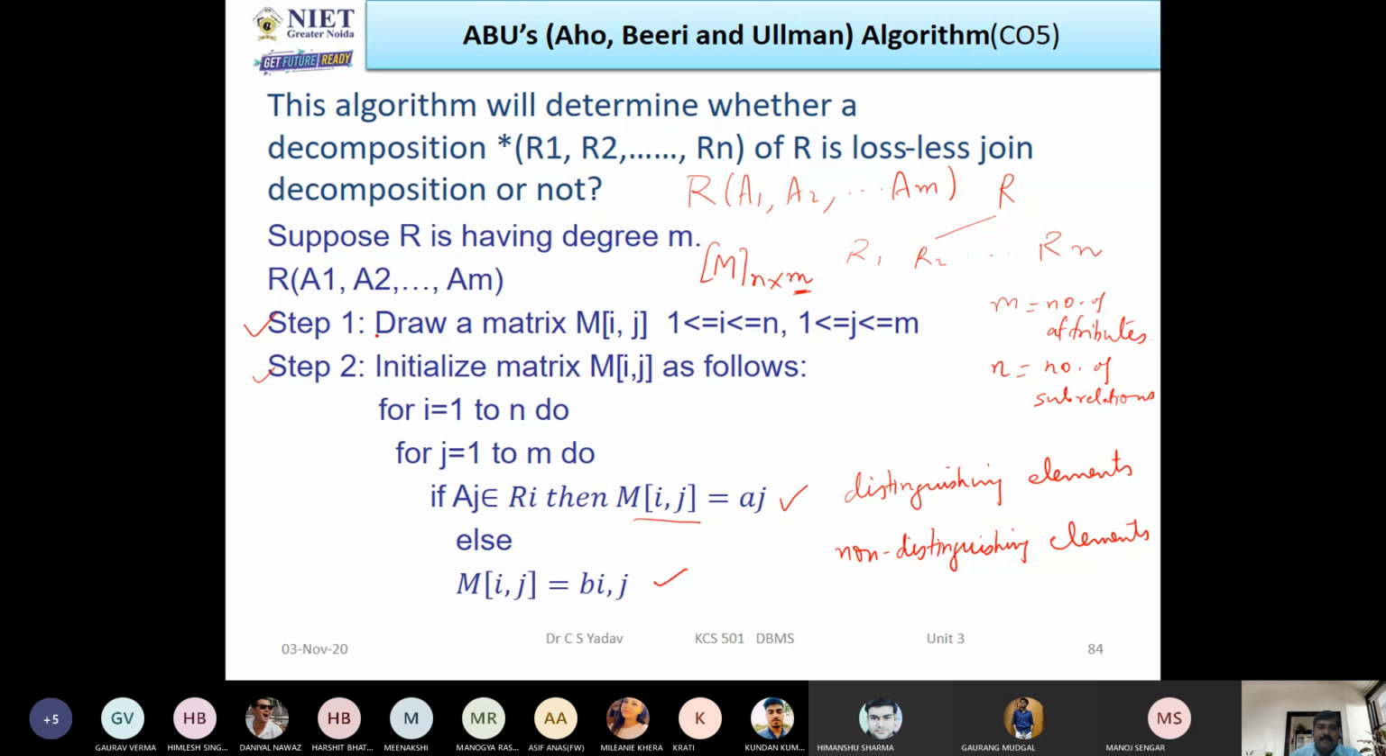So the first step is we draw a two-dimensional matrix, and the second step is we initialize the matrix with aj and bij. If attribute Aj of Ri belongs to the jth column, then we will store cell Mij with aj, else we will store cell Mij with bij. Did you get it? Second step. Hello. Yes, sir.